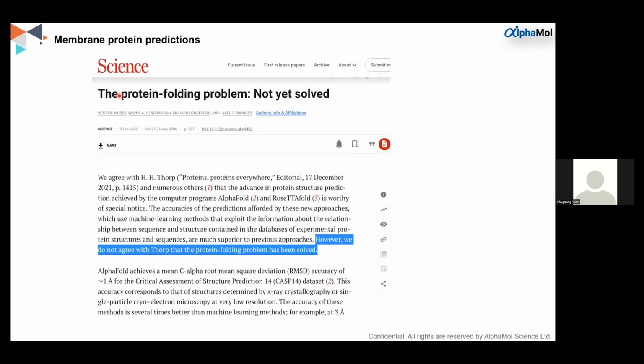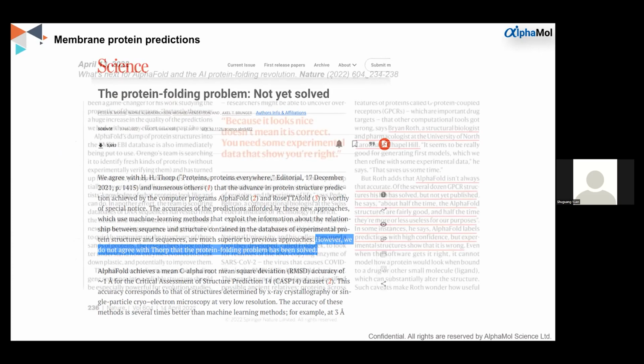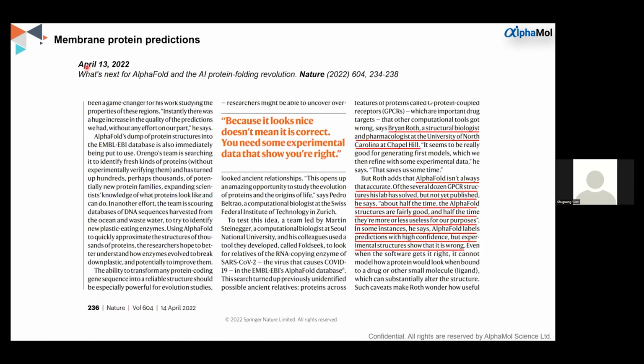And at the beginning of this year, on February 3rd, several scientists from the American Academy of Science published a comment paper in Science. They claimed that they don't agree with some authors that the protein folding problem has been solved by either AlphaFold or RoseTTAFold. So that was really criticized. And more importantly, on April 13, 2022, a Nature paper was published featuring Bryan Roth, a leading scientist in the area of GPCR structural biology and pharmacology from the University of North Carolina at Chapel Hill.